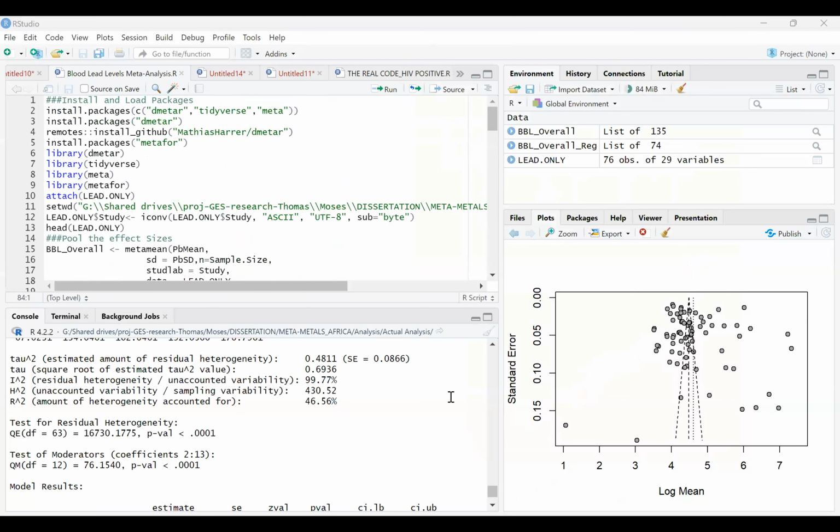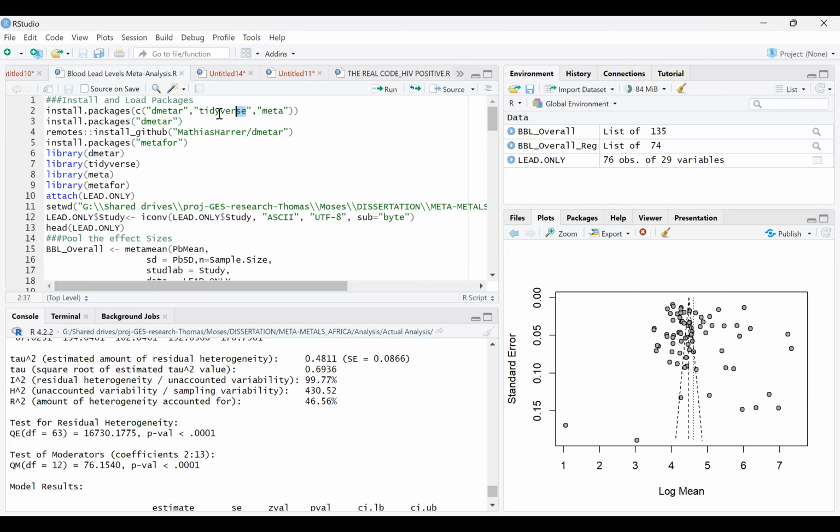Very good. So if you have used R before, this is very open source. You don't have to pay any money. Just go and download the R software and download RStudio, which is the IDE, the integrated development environment, where you can do all your coding and then get your results done. So here we have some packages we need to download. We call one dmetar, tidyverse, and meta.